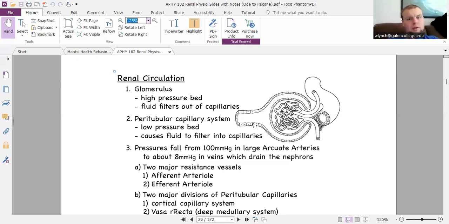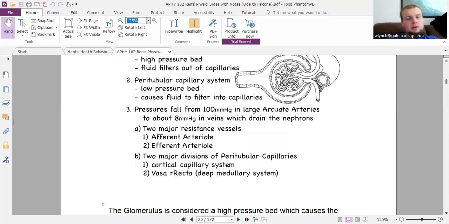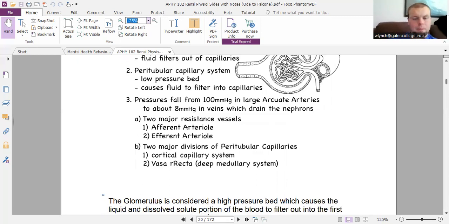Pressure is going to go from about 100 millimeters of mercury in the arcuate arteries of the kidney down to about 8 millimeters of mercury in the veins, which are going to drain out the nephron. So we have a huge pressure difference there. The major resistance vessels of the nephron in the glomerulus are the efferent and afferent arterioles. The two major divisions of the peritubular capillary network are the cortical capillary system and the vasa recta, where we see the deep dive into the medullary system.